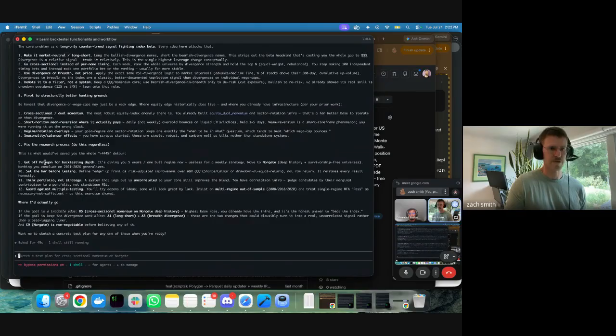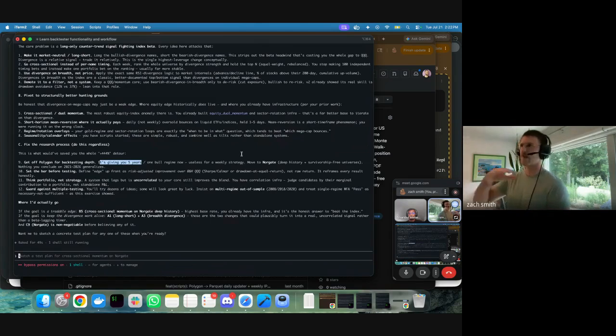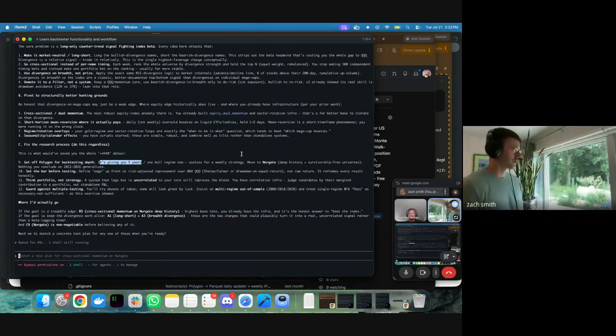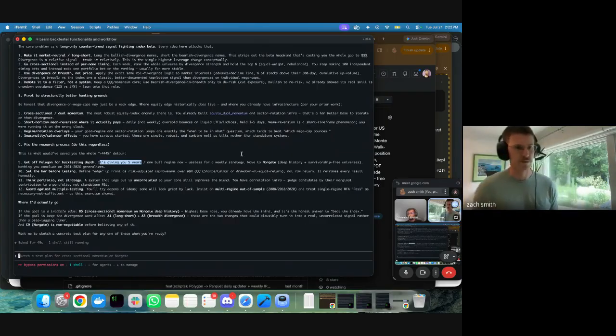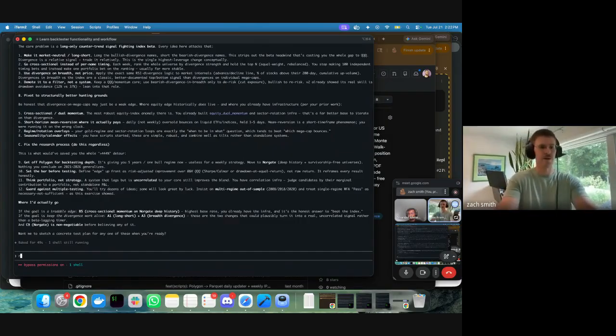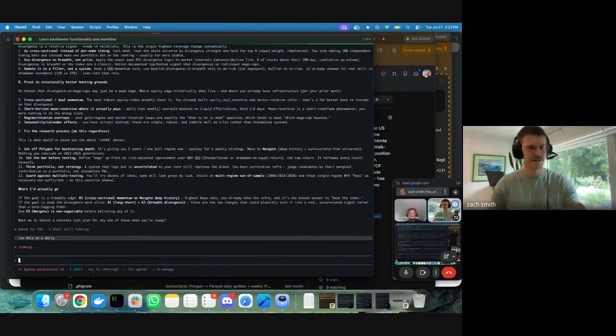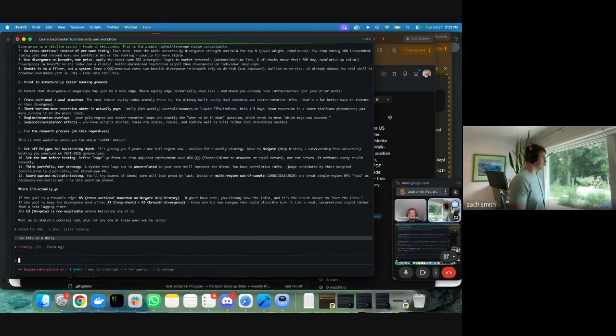Get off Polygon for backtesting depth. Yeah, we've only run this on a 5-year period. That is a good point. If you're running a backtester, you want to have as long a period as possible, especially on a weekly chart. We only did this on a 5-year period. Actually, real quick, run this on a daily. I just want to see what this looks like on a daily chart, and then we'll call it.